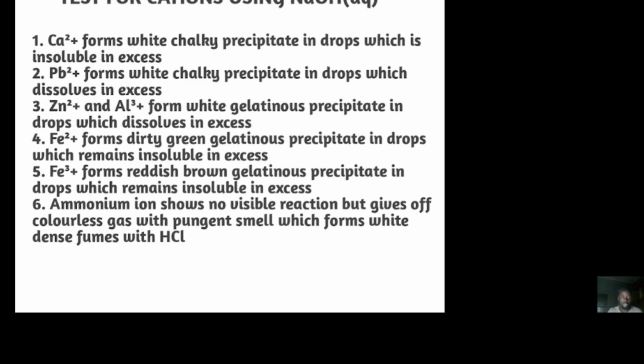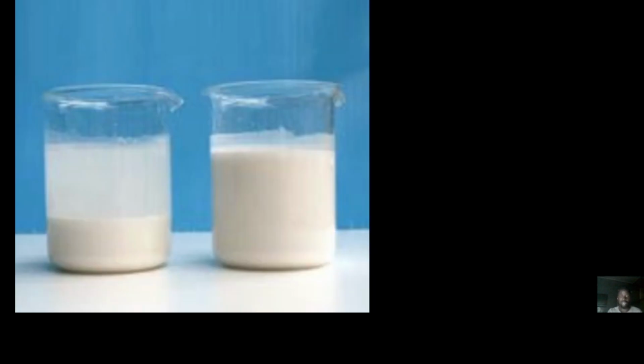And let me show you what I mean when I say a white chalky precipitate. Okay, so if we consider the image we can see on the screen now, you will notice that the precipitate is more like chalk dissolved inside water, and that is why it is referred to as chalky. The other thing about chalky is that chalky precipitates usually settle at the bottom after they are formed, as you can see on the image on the left. Basically, that particular precipitate settled at the bottom. That's actually the difference between the chalky and the gelatinous. And have this in mind, you could say chalky, you could also say powdery. These things represent the feature of calcium ion.